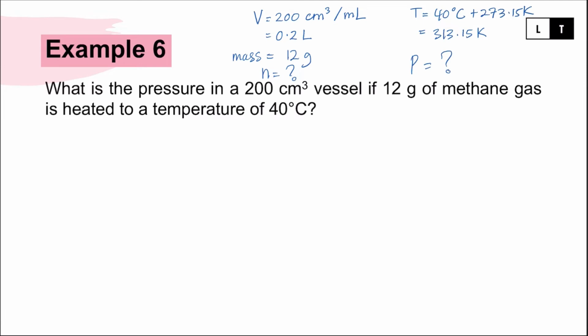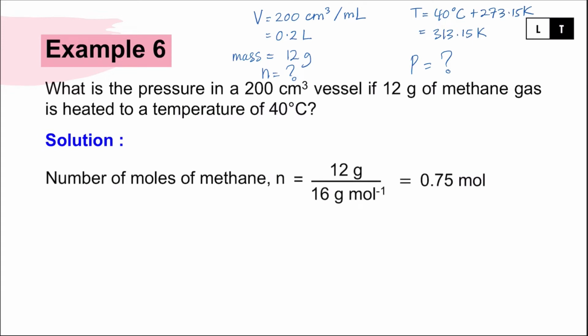So how do you want to calculate this one? Kita keluarkan dulu information yang extra daripada sini. We have mass 12 gram. So from mass I can calculate the number of moles for methane, which is 0.75 mole.